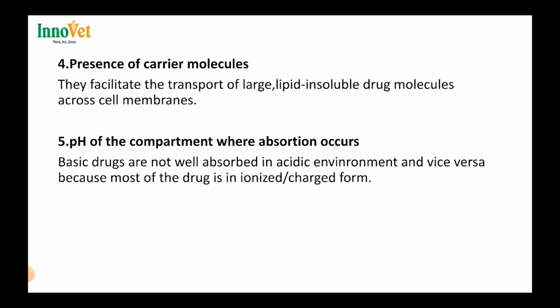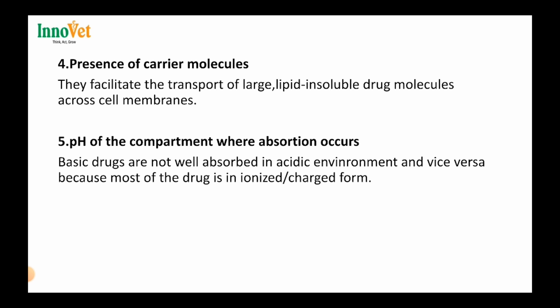Another factor is pH of the compartment where absorption occurs. How does this affect absorption of drugs? Basic drugs are not well absorbed in an acidic environment. Yes, we know that there are basically two alternating pH sites, that is, acidic and alkaline or basic. Drugs can either be basic or acidic. So basic drugs are not well absorbed in an acidic environment and vice versa, meaning acidic drugs are not well absorbed in a basic environment.